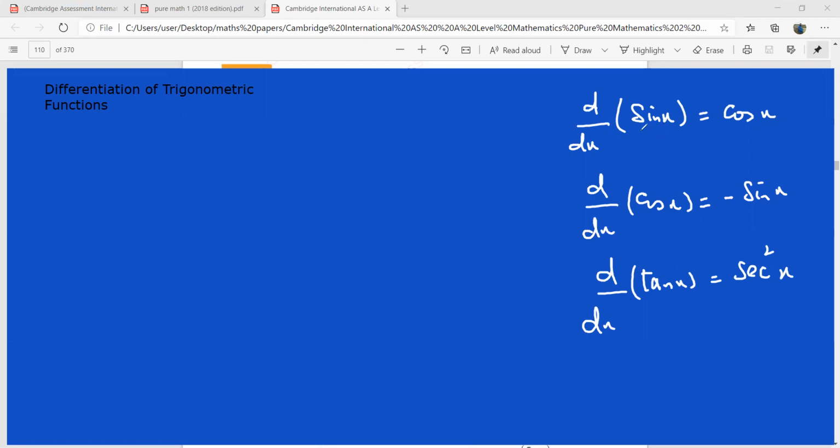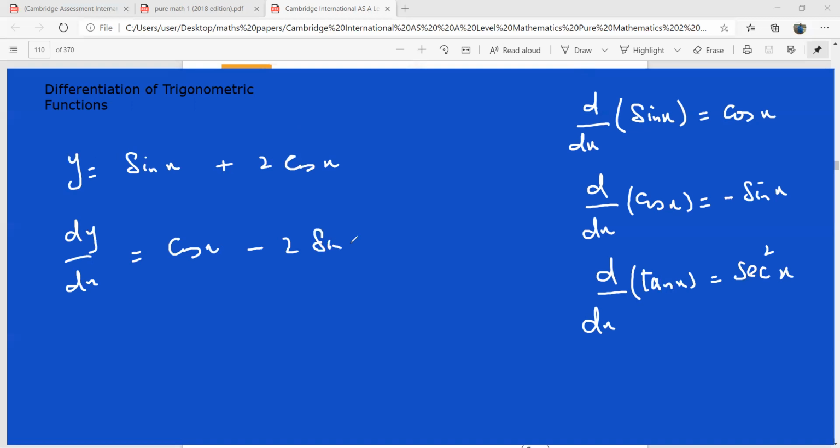So if we know the derivatives of these sine, cos, and tan, then we can differentiate any trigonometric expression or function. Okay, so let's see. For example, if you have y is equal to sine x plus 2 cos x, so its derivative would be cos x minus 2 sine x.